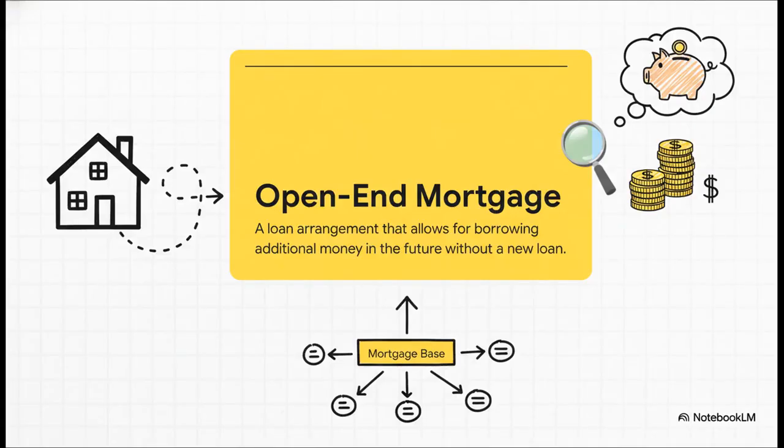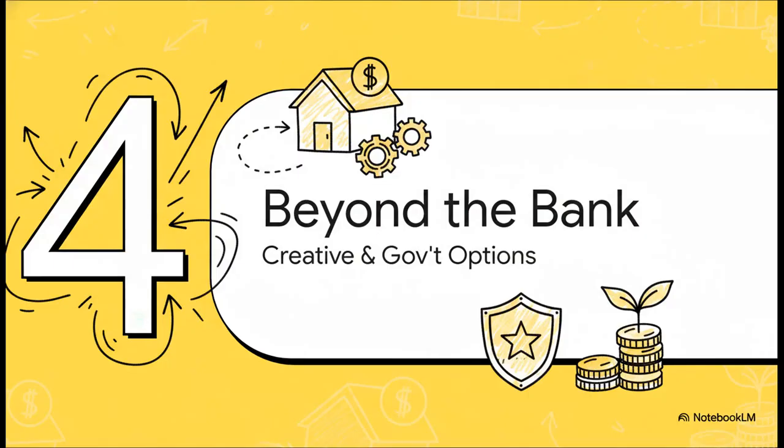Now, this one is a really interesting tool, an open-end mortgage. Think of it like a credit card that's attached to your house. It gives you the power to borrow more money against your property down the road up to a certain limit without having to go through the whole hassle of applying for a completely new loan. It's pretty handy. But wait, there's more.